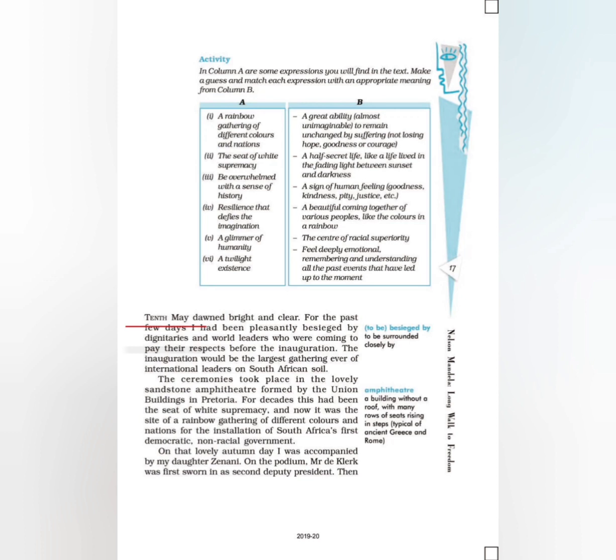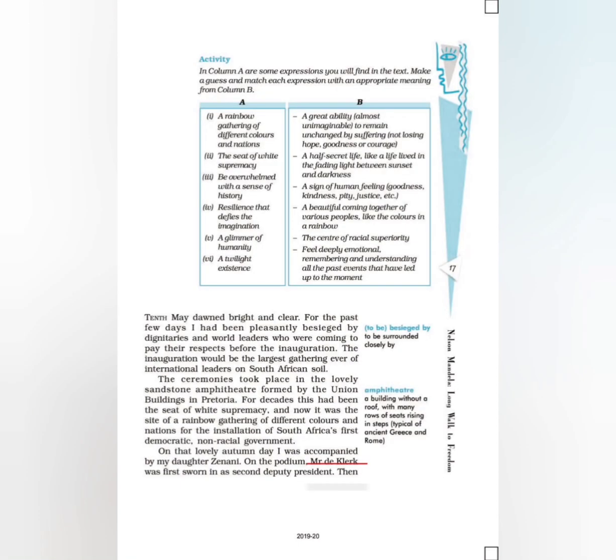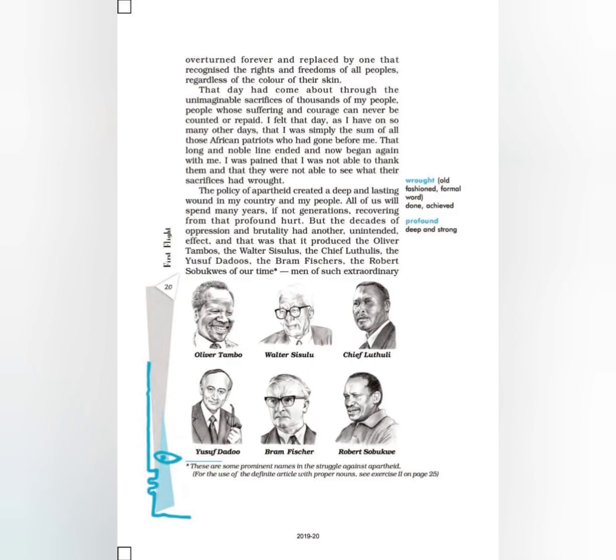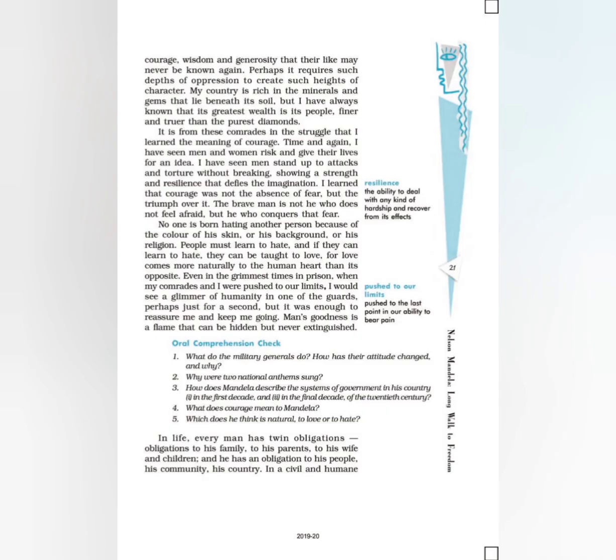And who is the second deputy president? Thabo Mbeki. Who is the first deputy president? Mr. de Klerk. And who were the front line freedom fighters of South Africa? Oliver Tambo, Walter Sisulu, Chief Luthuli, Yusuf Dadoo, Bram Fischer, and Robert Sobukwe. And the important questions may be: what is courage? What are the twin obligations? On what is a man's goodness based? The flame that nothing can extinguish, that answer.